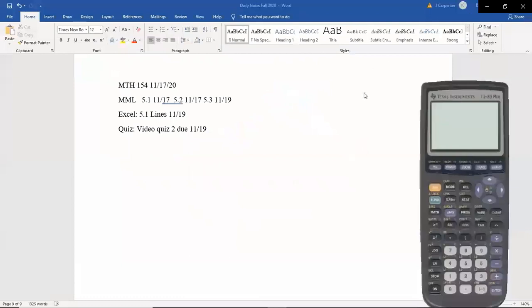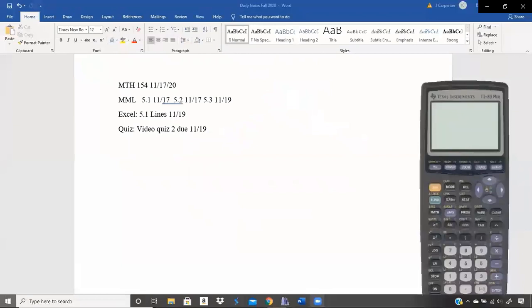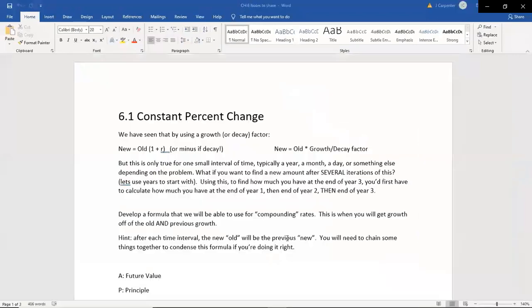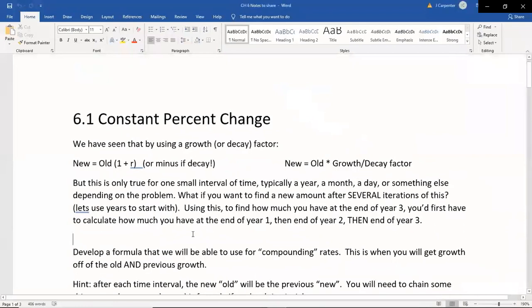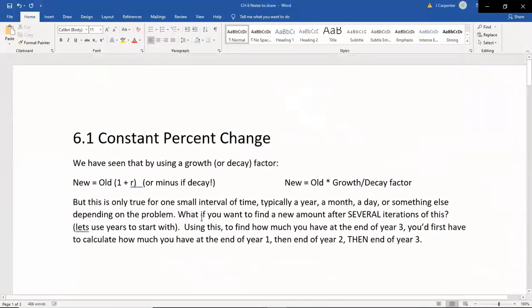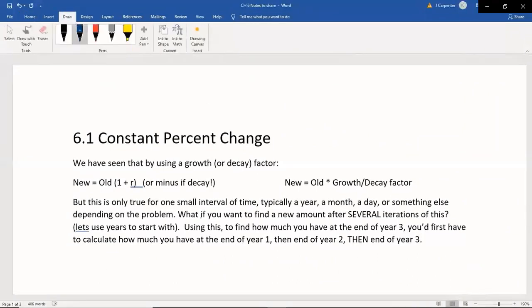We're done with chapter 5. And we have just enough time to start chapter 6. And let's not show too much at once. Constant percent change. And there is another name for this, and its other name is exponential growth or decay.